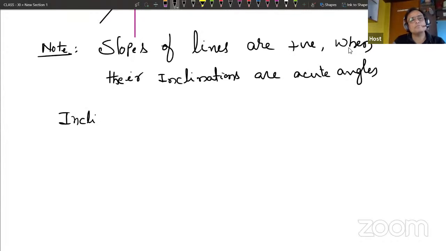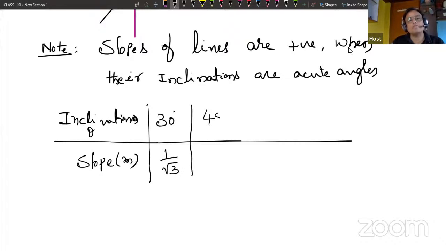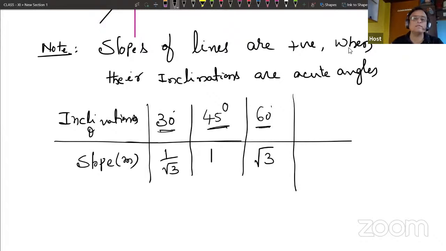Inclination and slope. Slope is denoted by m. Inclination is denoted by theta. If the inclination is 30 degrees, that is an acute angle, the slope is 1 by root 3. If the inclination is 45 degrees, the slope is 1. And if the inclination is 60 degrees, the slope is root 3. Clearly see that 30 degrees, 45 degrees, and 60 degrees are acute angles, plus 1 by root 3, plus 1, and plus root 3. So therefore, remember it, if the inclinations are acute angles, definitely slopes are positive. This is one thing we have to identify.